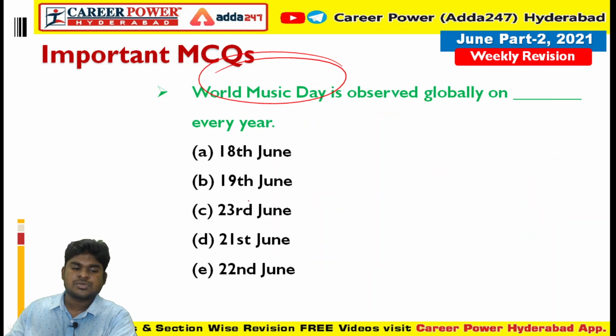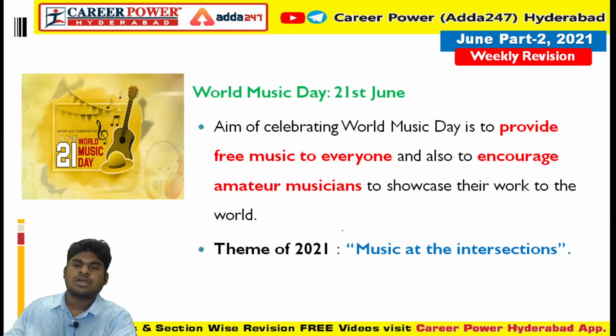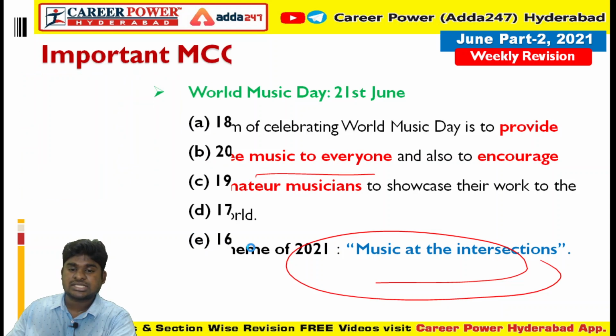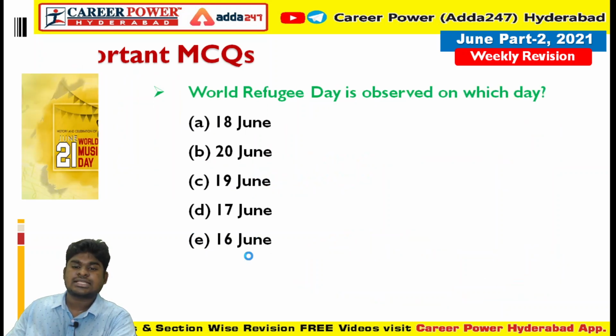World Music Day is observed on 21st June. The main aim of the day is to provide free music to everyone. And the theme for this year is Music at Intersections.